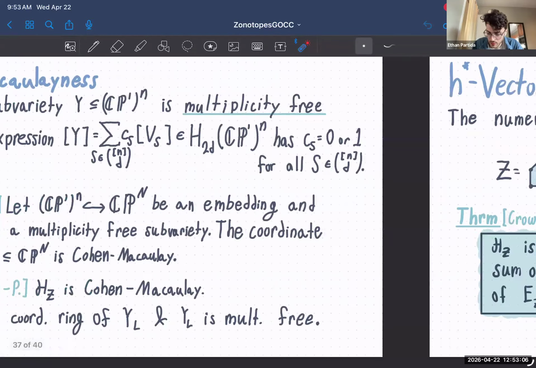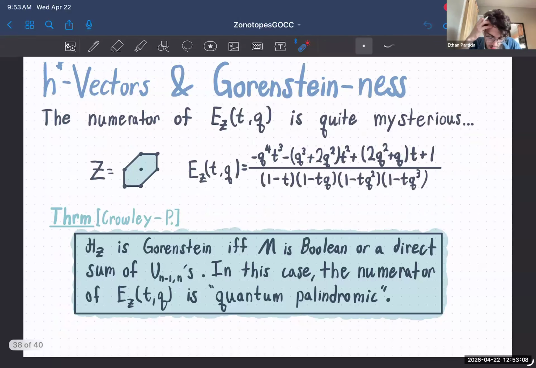And I'll maybe close on a question that I find mysterious and I think is deserving of more study, and maybe from a more combinatorial lens. So this numerator of the graded Ehrhart series is still a very mysterious thing to me. Our theorems tell us that it's going to have a particular kind of denominator, but I actually don't really understand what's going on with the numerator.